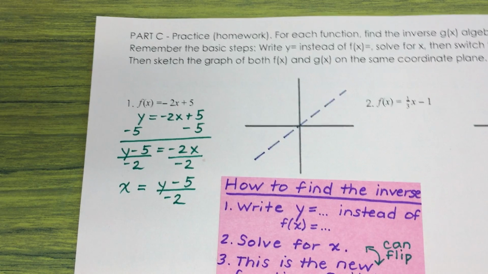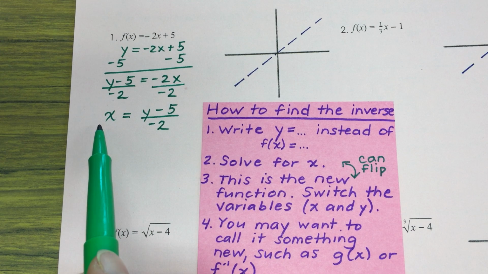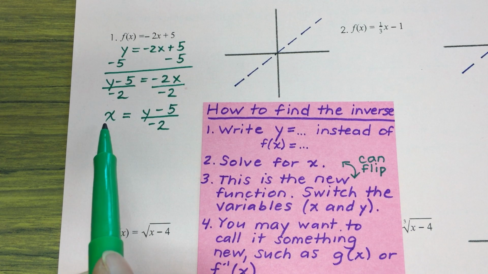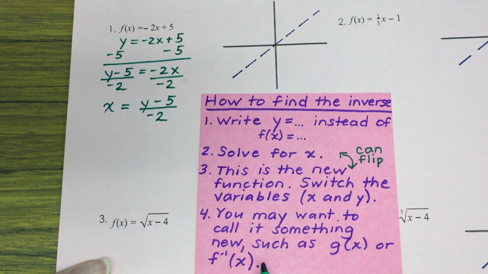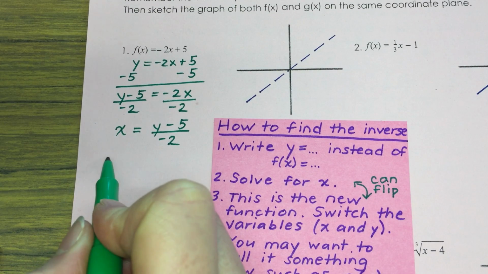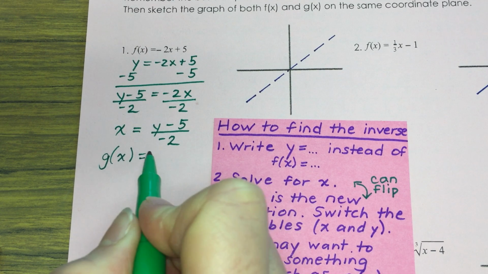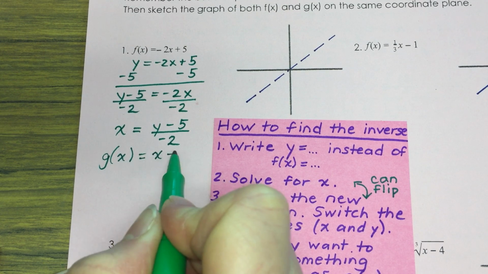My next step is that this is our new function. So this side over here becomes our new y, or our new g of x. So you might want to call it g of x or this inverse function notation, but I'll be using g of x. So this again is our new y. I'll just skip right to calling it g of x. And the y is now our new x. We flip the input and output.